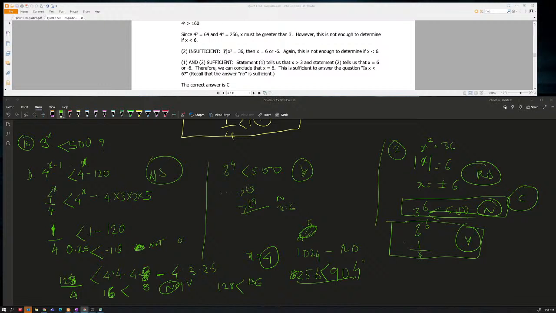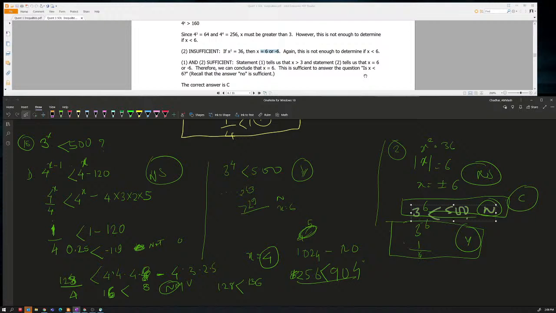And second also insufficient. If x power 2 is equal to 36, then x is equal to 6 or minus 6. So that's okay. 1 and 2 together are sufficient. Statement 1 tells us that x is greater than 3 and statement 2 tells us that x is equal to 6 or minus 6. Therefore, we conclude that x is equal to 6, which is the condition that we saw here, and a sufficient answer.